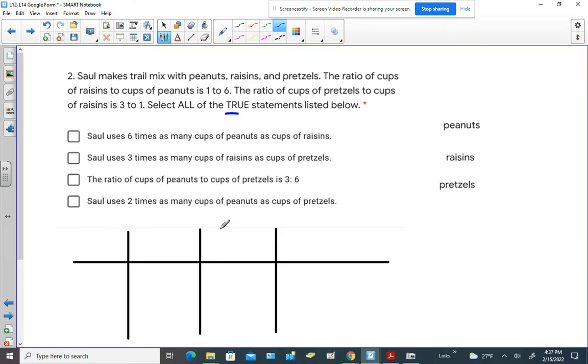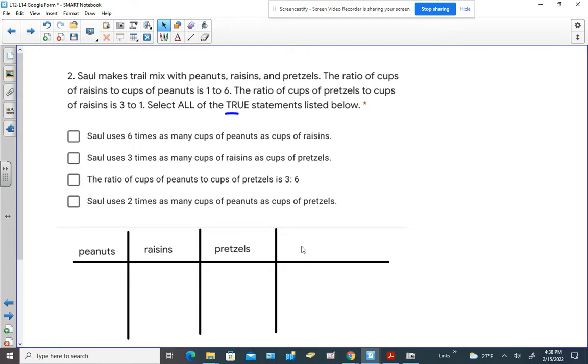So what's a good strategy? Might be a good idea to just list out everything that we're dealing with in this trail mix. So they mention peanuts, they mention raisins, and they mention pretzels. All right. So I'm going to leave this open, and I'm hoping that many of you already know what I'm going to put there shortly. I'm hoping you can anticipate. But let's look at the numbers.